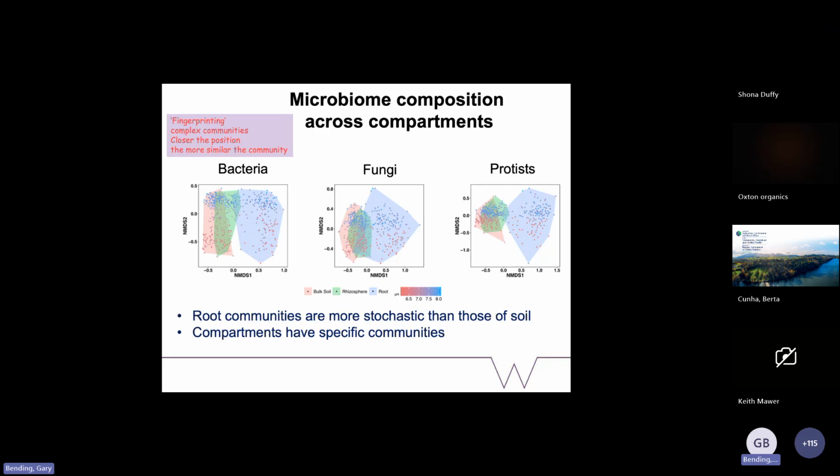We have 5 sublocations per field. If the points are close together, it indicates that the composition of that community in those 2 sampling locations is very similar. If they're very far apart, it indicates that they're quite different. You can see that the blue root samples are clustering together, and they're different to the rhizosphere and the bulk soil. So we have a distinct population within the roots, a distinct population in the rhizosphere and the bulk soil. The root samples are quite spread out, particularly the fungi and the protists, which indicates they're quite stochastic, so a lot of variability in those samples, which I think is quite important.